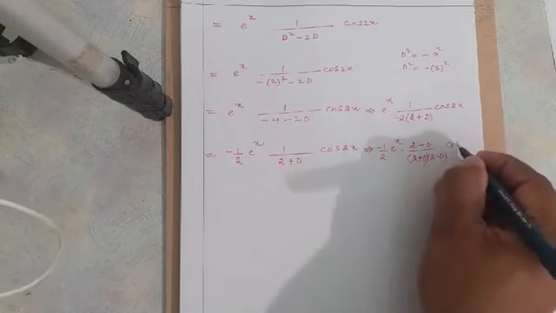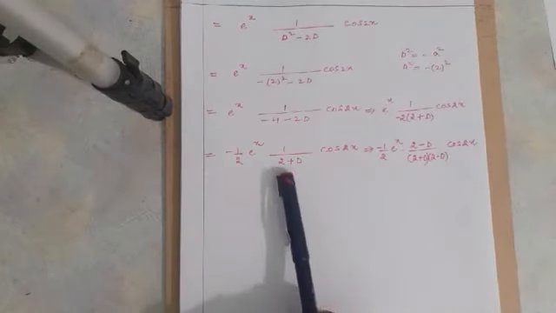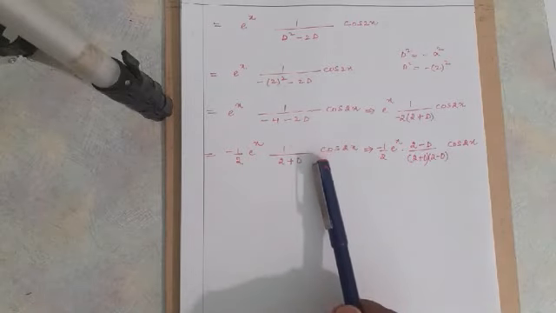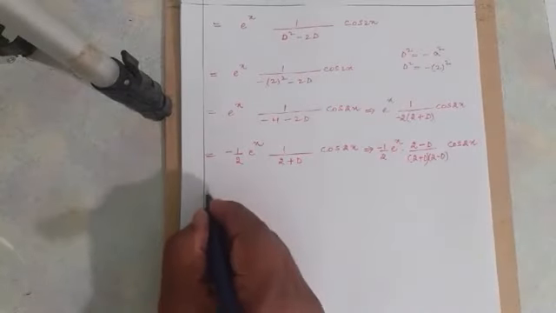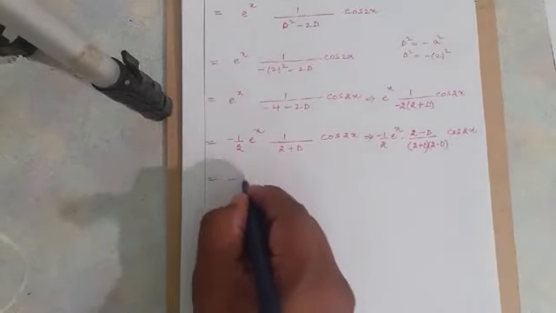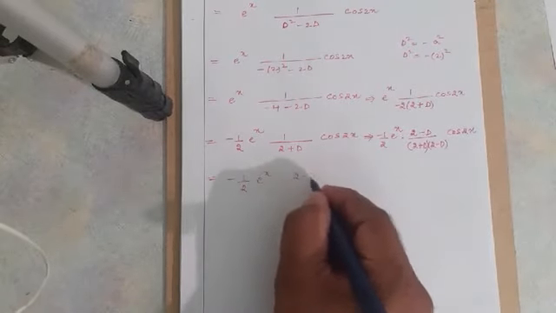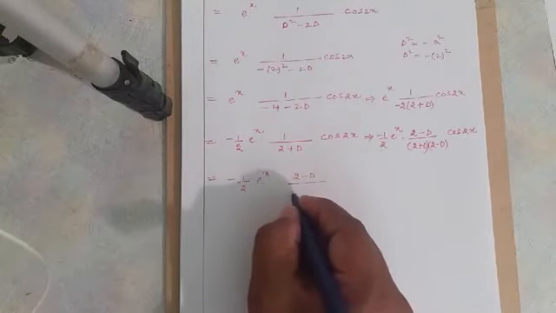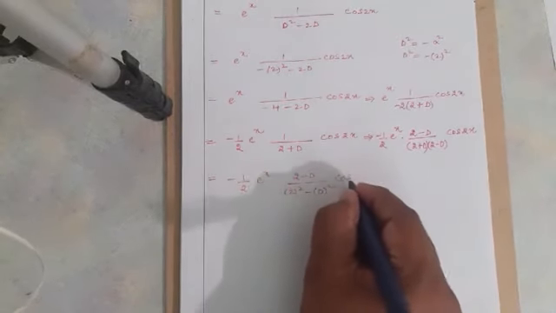Here we have cos 2x. So what I am doing here, 2 plus d is there, so I multiply by 2 minus d upon 2 minus d. So now this can be written as minus 1 upon 2 e power x, 2 minus d upon a plus b into a minus b, that becomes a square minus b square, so that is d square into cos 2x.